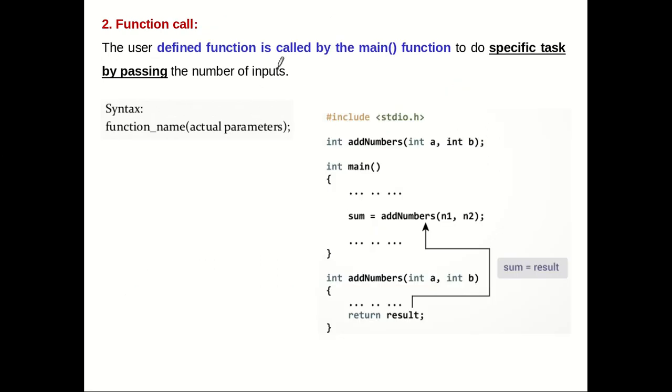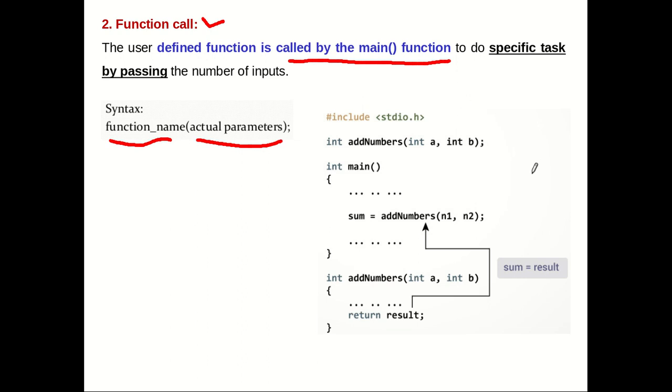So now let us see what is meant by function call. Once after declaring the function prototype, the function call is used to call the specific function body from the main function. Suppose you want to execute the particular statements of a function, then you have to call that function. Whenever you call the function, the control will jump to the function body. So the syntax is what here? The name of the function and actual parameters.